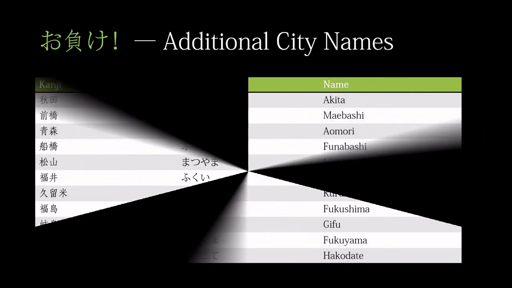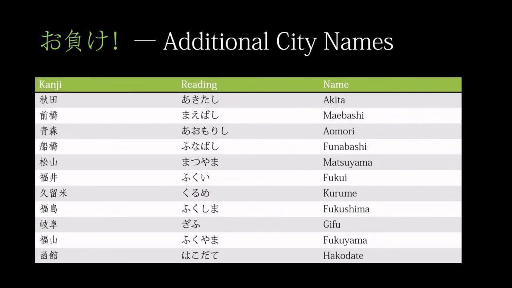And here is a little omake or a bonus for those who wish to learn even more Japanese city names. And I have given here the kanji and also their readings and their Romaji transcription or their names if you want to be more precise. You have Akita, Maebashi, Aomori, Funabashi, Matsuyama, Fukui, Kurume, Fukushima, Gifu, Fukuyama, and Hakodate to use them for your practices.